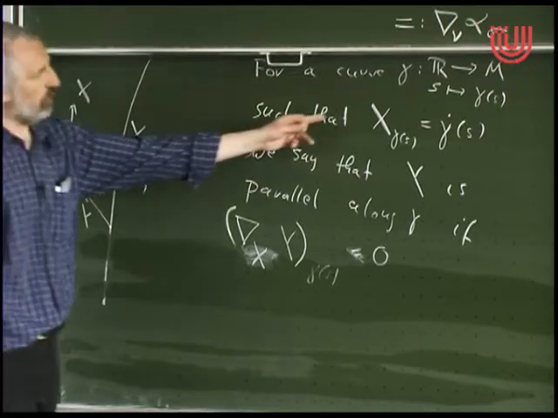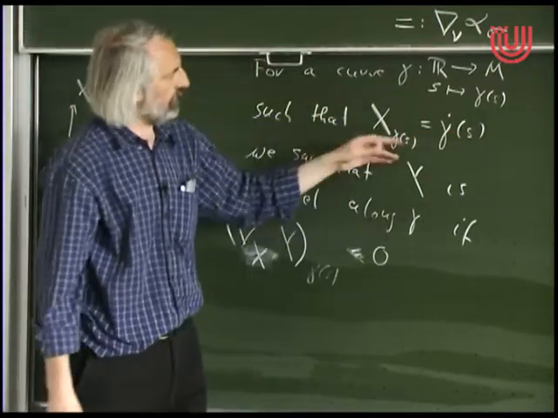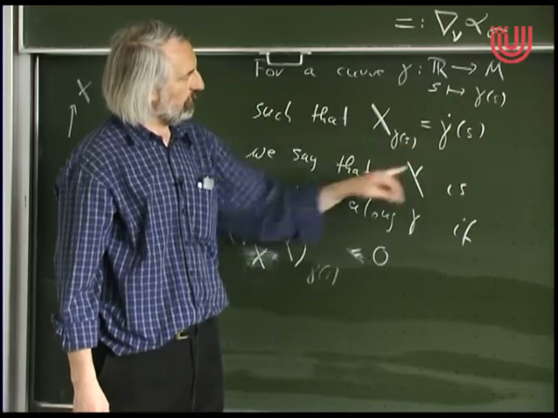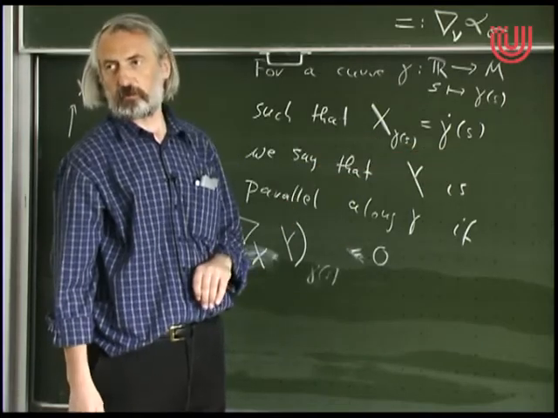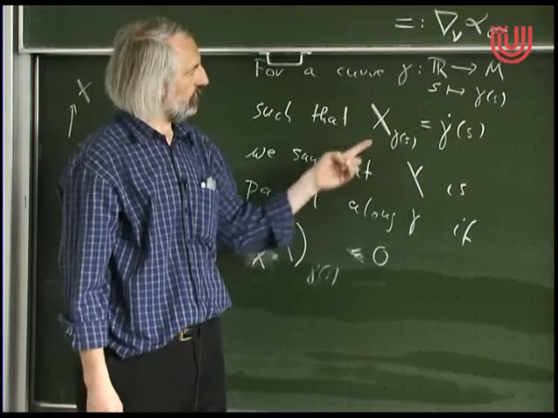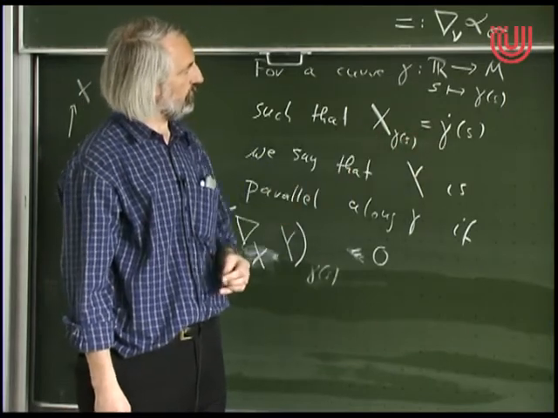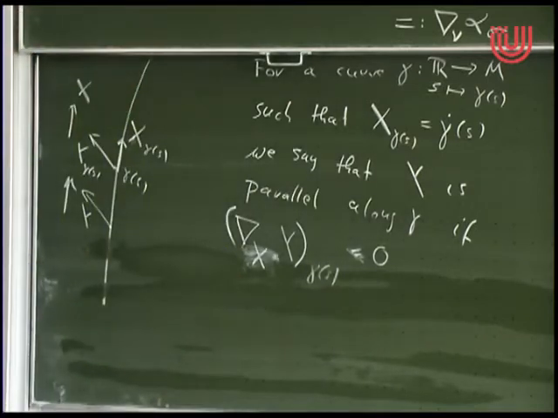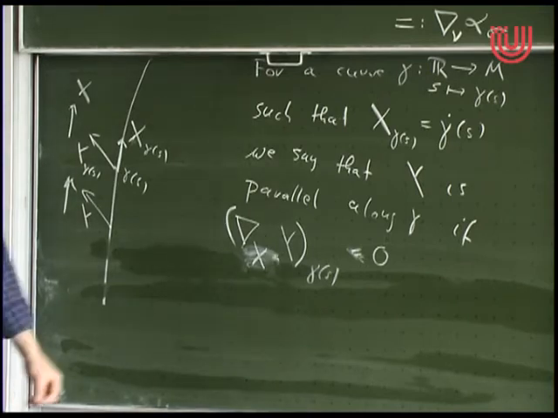If this equation holds, we say either that x is a tangent field to gamma, or that gamma is an integral curve of x. That's the same thing. So if the tangent field to gamma coincides with the vector field x, then we say gamma is an integral curve of x. I think this word explains itself. So that's how parallel transport is defined.